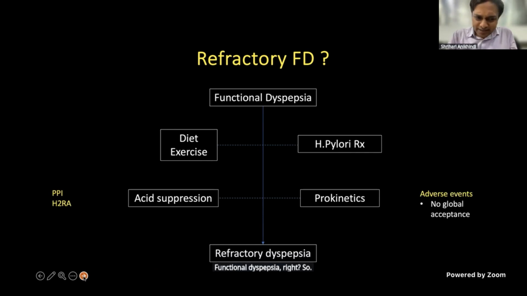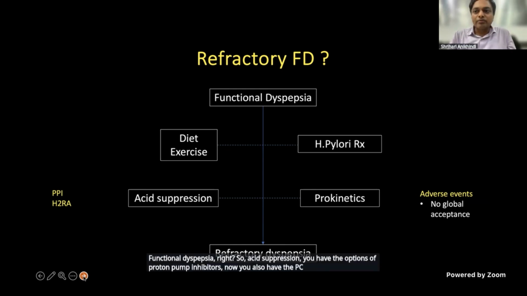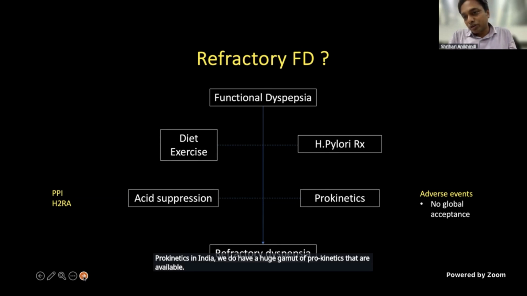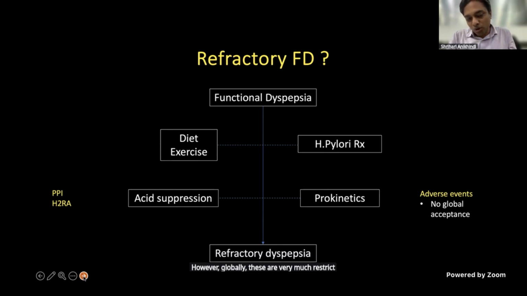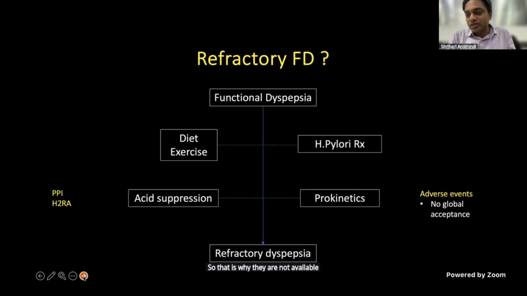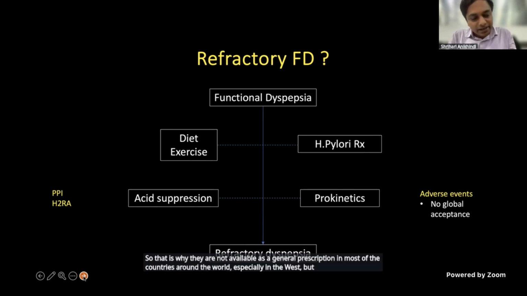So for acid suppression, you have the options of proton pump inhibitors. Now you also have the PCABs, you have the H2 receptor antagonists. Prokinetics in India, we do have a huge gamut of prokinetics that are available. However, globally, these are very much restricted. Not all drugs are available everywhere because there have been some adverse effect events that have been noted with most of these prokinetics. So that is why they are not available as a general prescription in most of the countries around the world, especially in the West. But in India, luckily, we have most of these prokinetics available to us.